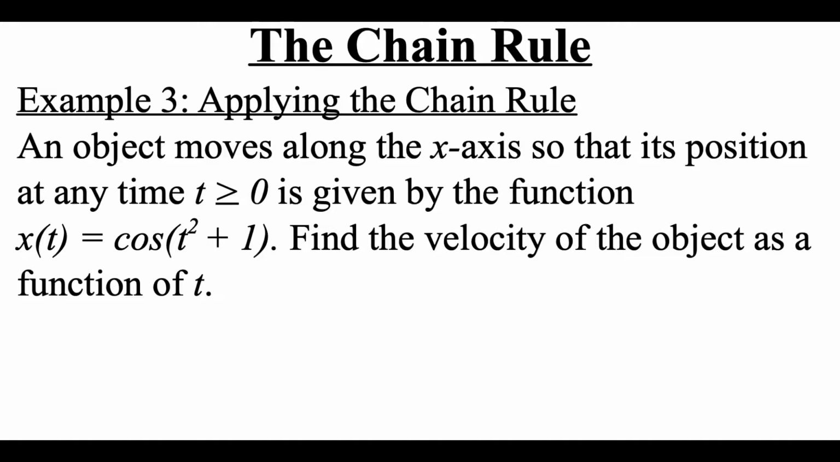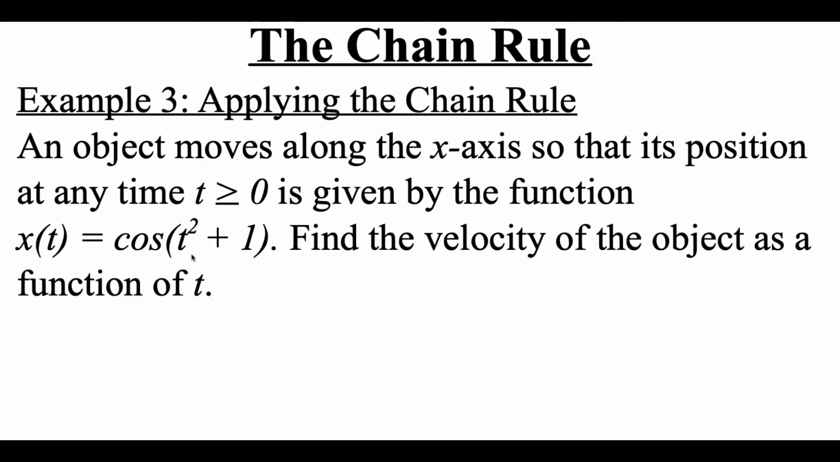Now, how do I know that we need to use the chain rule? I see two different functions happening. And a big clue here is that set of parentheses. We've got this cosine function on the outside of our parentheses, but then we've got another function happening inside of the parentheses. So those parentheses are a big clue to me.